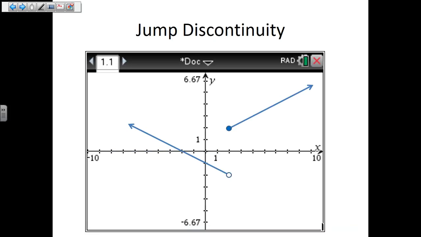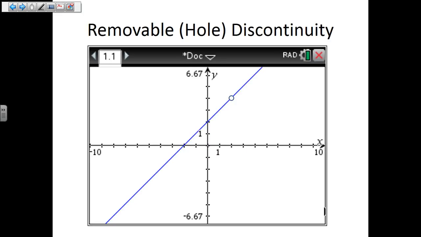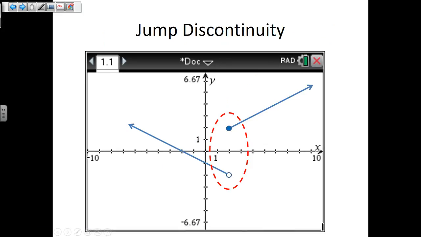Now here's an example of a jump discontinuity. Right here again at x equals 2, I would have to pick up my pencil, move to a different part of the graph, and start drawing again. So we have a discontinuity, but it's just a jump discontinuity. This is usually coming from a piecewise function where we have a different rule to the left of a number, a different rule to the right of a number, and they just don't meet in the middle.